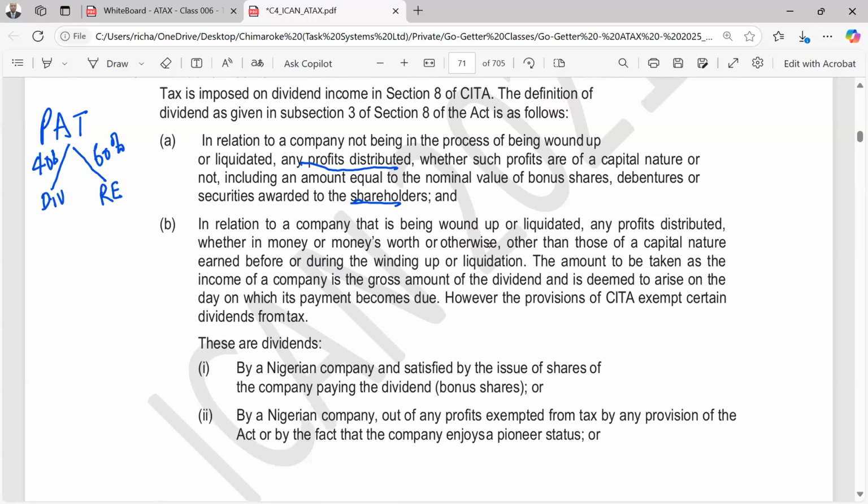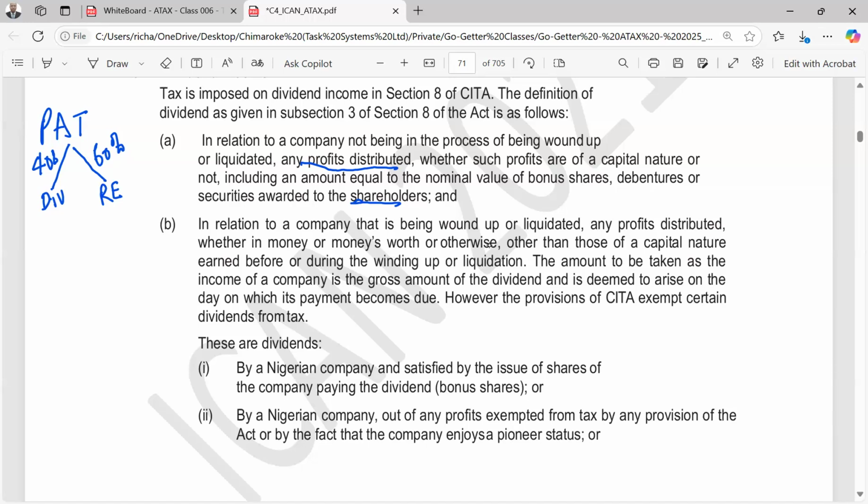Now, in relation to a company that is being wound up or liquidated, any profits distributed, whether in money or money's worth, other than those of a capital nature earned before or during the winding up or liquidation, the amount to be taken as income of a company is the gross amount of the dividend and is deemed to arise on the day in which the payment becomes due.